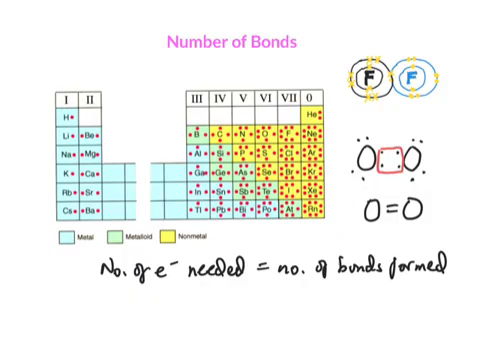So the number of electrons needed tells you something about the number of bonds formed. And so from this, for example, we can see that carbon will form 4 bonds. So it tends to form a lot of molecules and form long chain molecules.